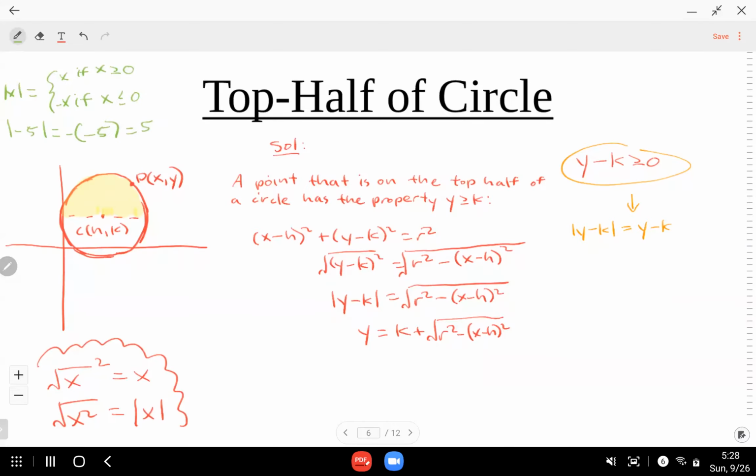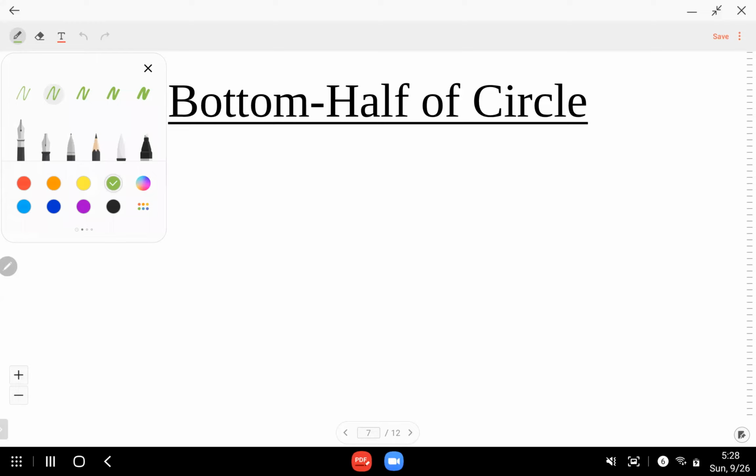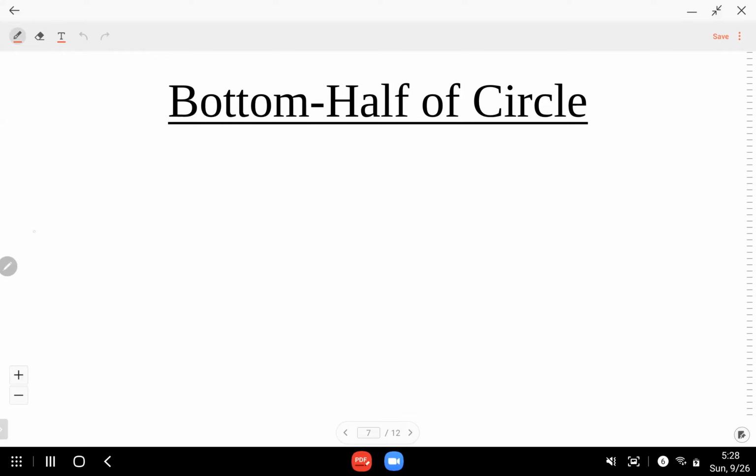All right. So now let's brainstorm things about the bottom half of the circle. Think back about what I taught you earlier, on the last slide. How are we going to find the bottom half of a circle? How do we find the bottom half of a circle? Brainstorm things about the bottom half of a circle in the chat. How are we going to define the bottom half of a circle?